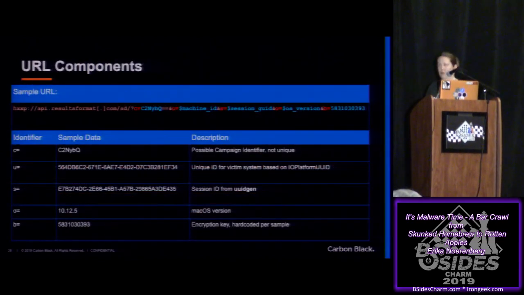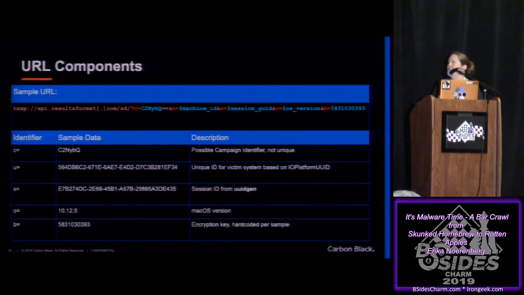So let's just take a look at one of these URLs. Basically, for each URL, you have a C equals, which we're calling a campaign identifier. This one is not unique. So we did some analytics on the frequency of each campaign identifier. Not a lot came out of it, but we couldn't really find any sort of correlation. We were thinking maybe at first this is indicating who it's targeting or something, but we just didn't have enough data to really say that there was anything really there.